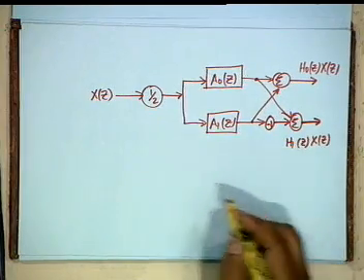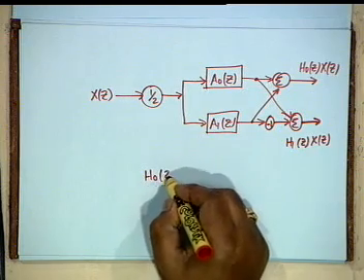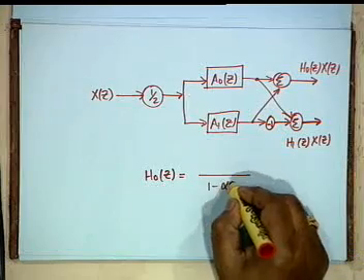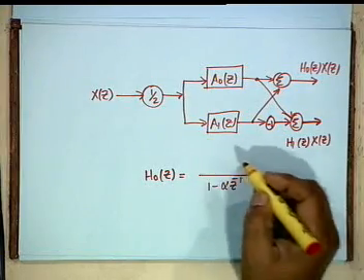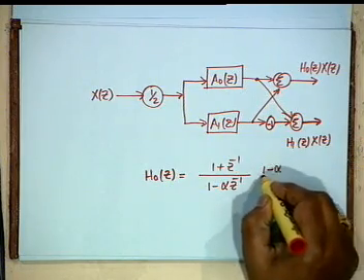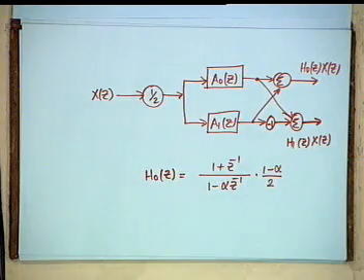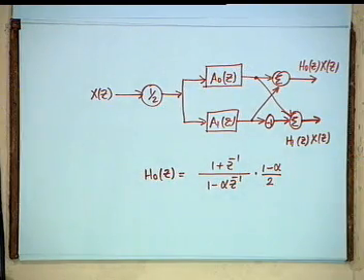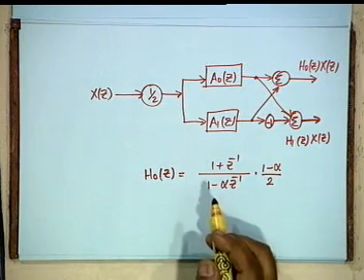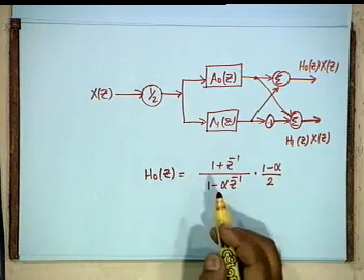As an example, suppose H naught of z is our familiar first order IIR low pass filter. If you recall, the low pass filter was 1 minus alpha z inverse in the denominator, and in the numerator 1 plus z inverse, and the multiplying constant was 1 minus alpha by 2. Why did we require this? To normalize the magnitude to 1, maximum magnitude to 1. Okay? This is a low pass first order IIR filter.